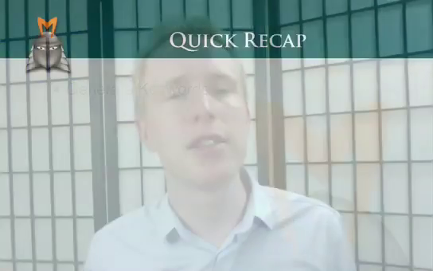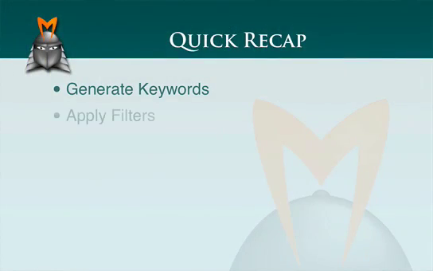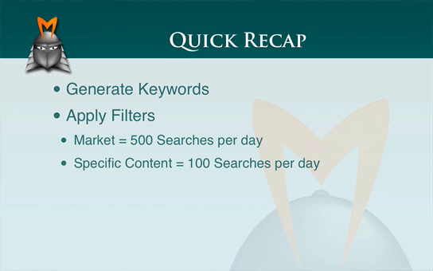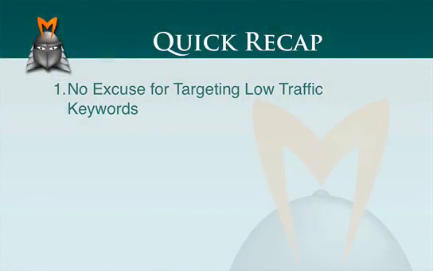Now let's do a quick recap. Basically, we generate our list of keywords and apply the filters that we want. For a market we're generally looking at searches of 500, and for specific content we set it around 100 searches per day, and to be safe we like to have our 15 here in the phrase to broad match ratio. Again, now you've got a simple tool in your hands that allows you in a few moments to see the big keywords in your marketplace. There's no excuse not to be one of the people who target these 90% of rubbish keywords.